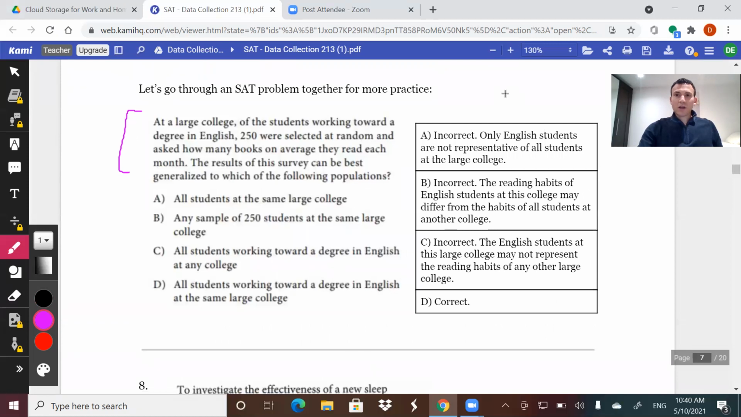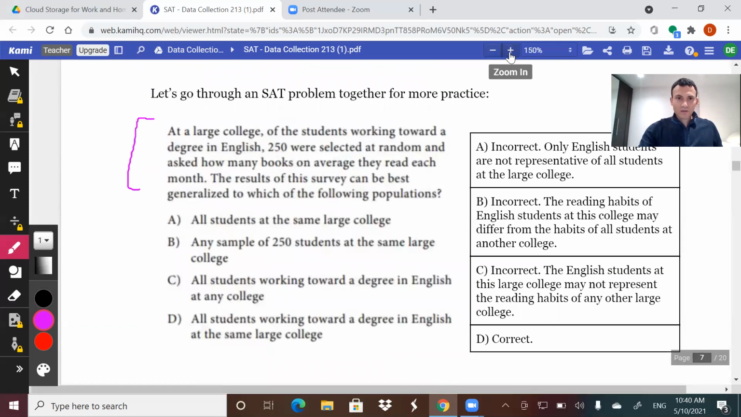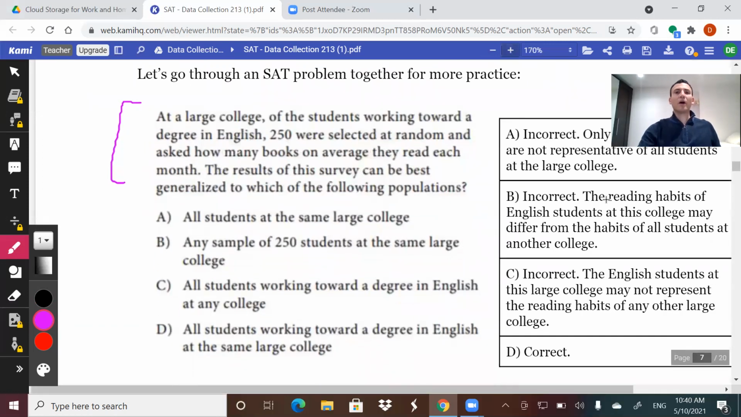So let's look at a quick example here. It says, at a large college of students working toward a degree in English, 250 were selected at random and asked how many books on average they read each month. So we're at a large college, and we're taking from students working towards an English degree. The results of this survey can best be generalized to which of the following? All students at the same large college? No, because we only asked those with English degrees. So it's not all students. Any sample of 250 students at the same large college?